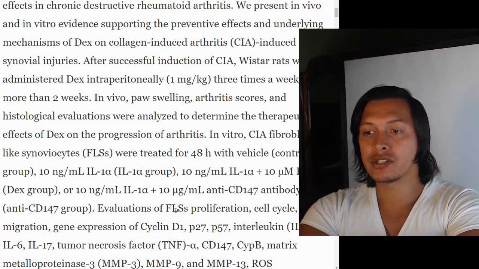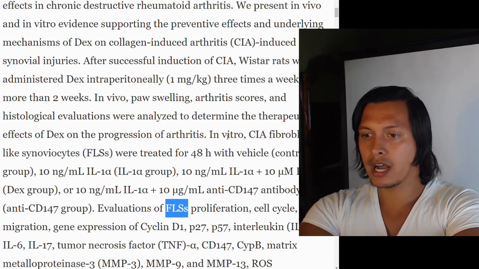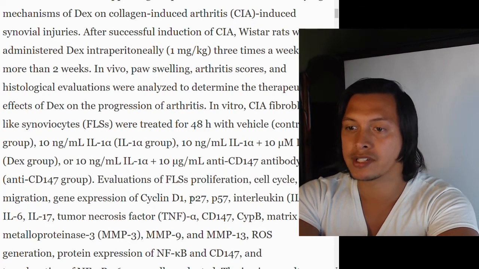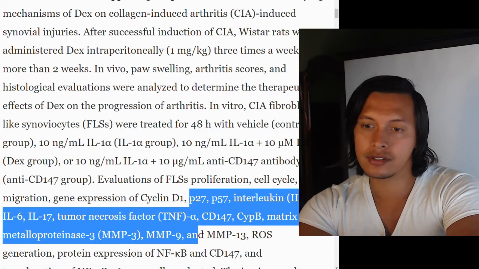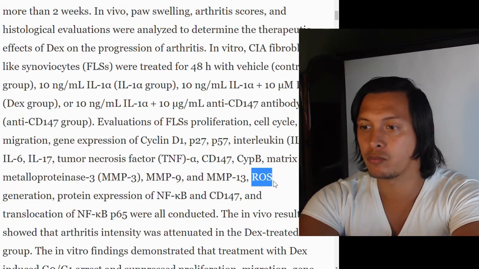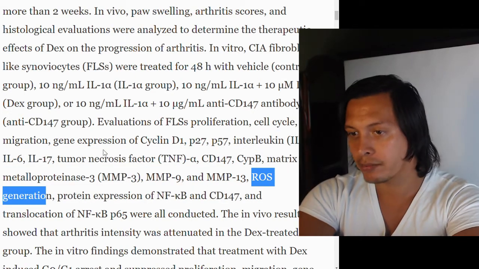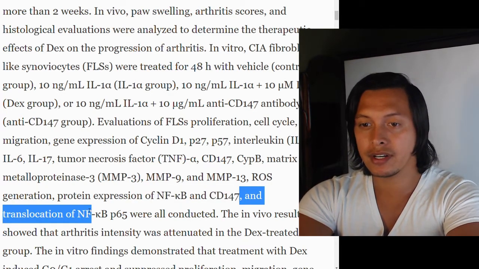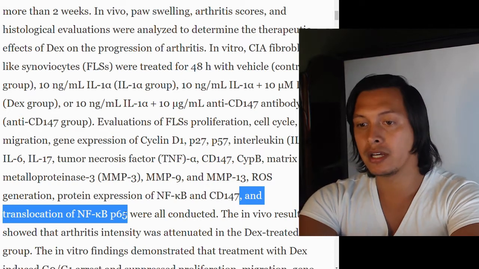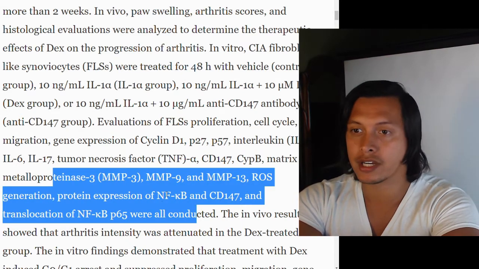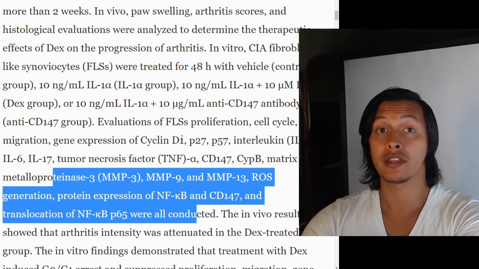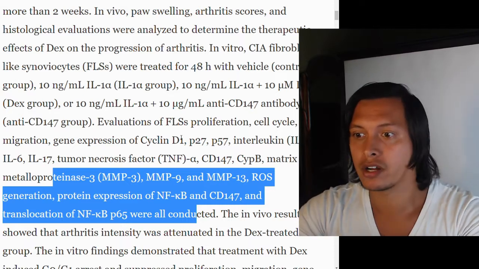And so the evaluations of the FLS, the fibroblast-like synoviocytes: proliferation, cell cycle, migration, gene expression of cyclin D1, all of these things, reactive oxygen species generation, protein expression of nuclear factor Kappa B and CD147, and translocation of the nuclear factor Kappa B P65. These were all conducted. So they were just studying all these cellular signals and proteins that are associated with pro-inflammatory responses. They just studied as many as they could.